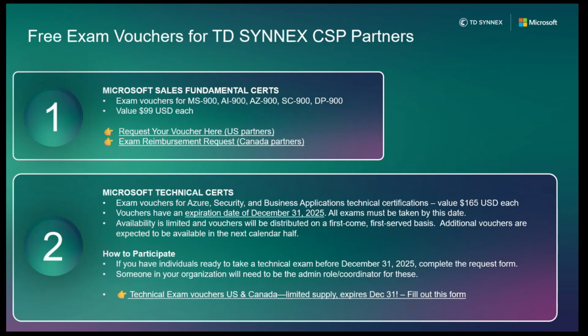Exams for the fundamentals are about $99 US. For the US, you can request a voucher. So you'll request a voucher up front, and then you'll use that voucher to book your exam at no cost. For Canadian partners, you'll use this link to request reimbursement. So you'll have to pay for the exam and then get reimbursed.